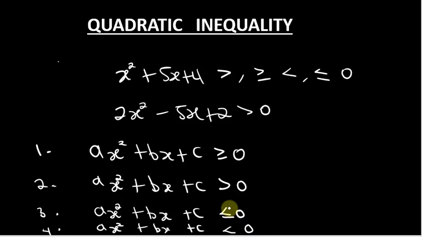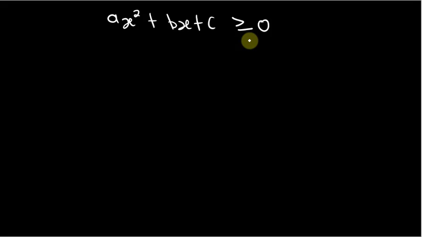These are the four types that we'll be going through, but in this lesson we'll be considering only the first type. Okay, so in this lesson our attention is going to be on ax squared plus bx plus c is greater than or equal to 0. Let's consider this example under this type. Let's say you have x squared minus 2x minus 3 is greater than or equal to 0.